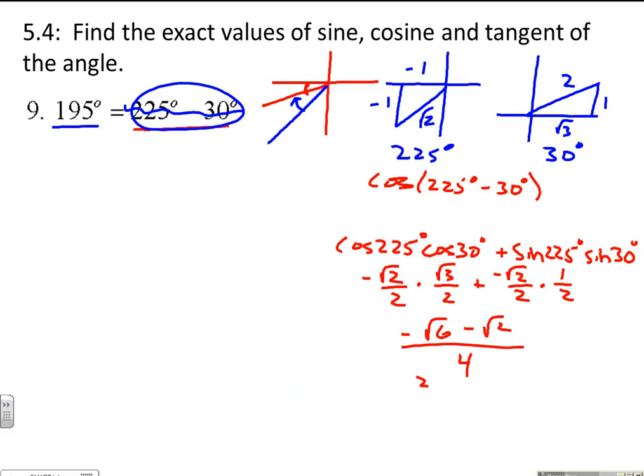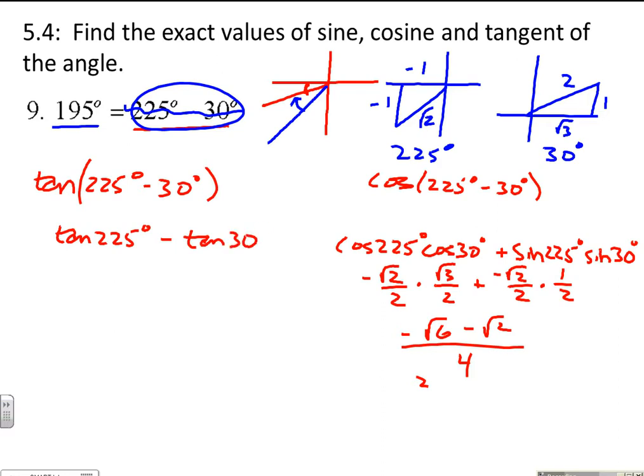So let's go ahead and handle tangent. Tangent of 225 degrees minus 30 degrees. Tangent of a difference is the difference of the tangents. So tangent 225 minus tangent 30 over 1 plus the product of the tangents. Tangent 225 times tangent 30.